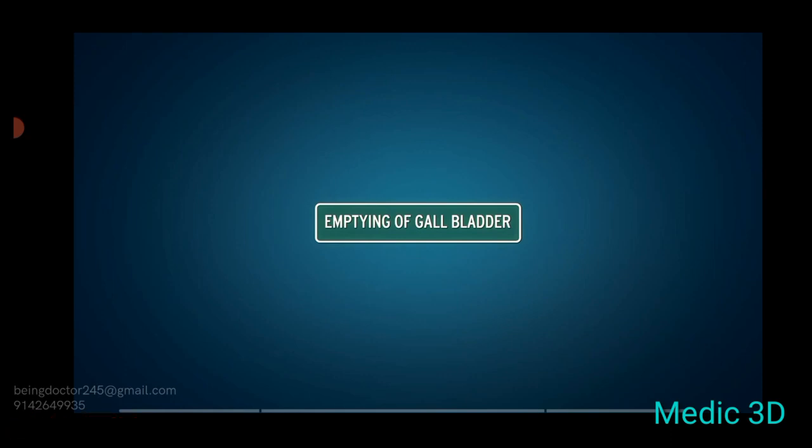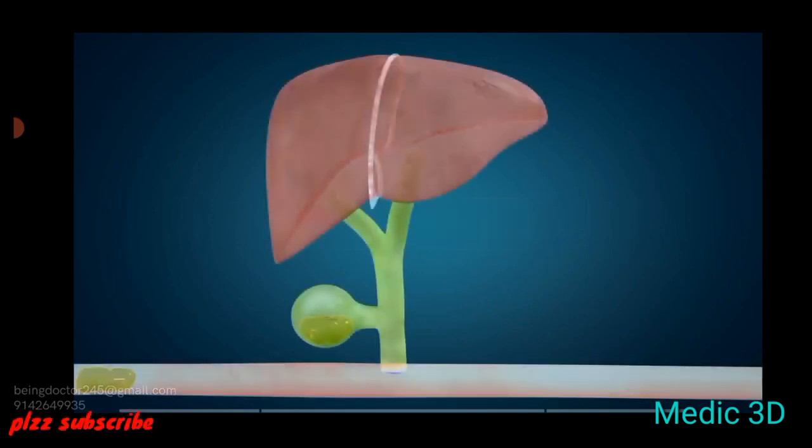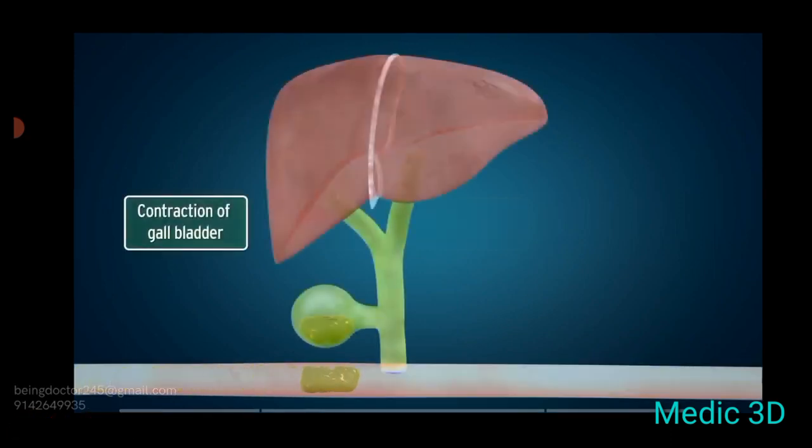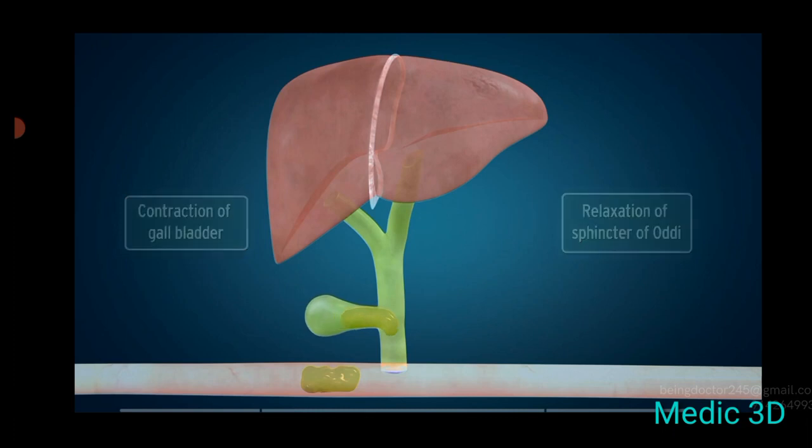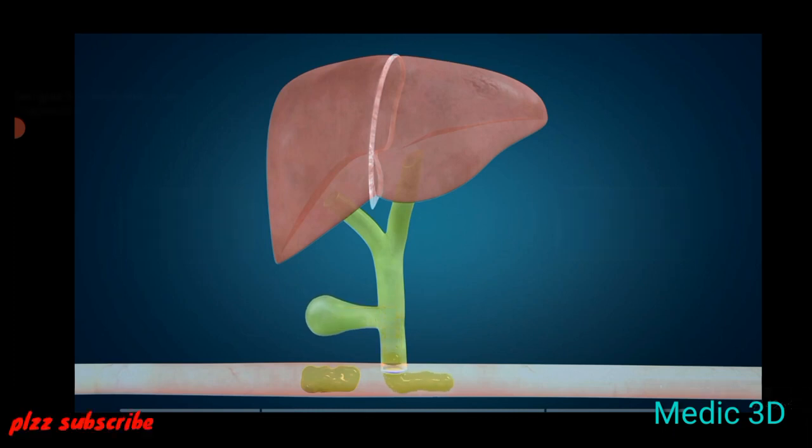Emptying of gallbladder. When the chyme enters the duodenum, the gallbladder is contracted along with the relaxation of the sphincter of Oddi, raising the pressure to about 20 cm of water. Because of the increase in pressure, the bile from the gallbladder enters the duodenum. The contraction of the gallbladder and relaxation of the sphincter of Oddi is regulated by the following factors.